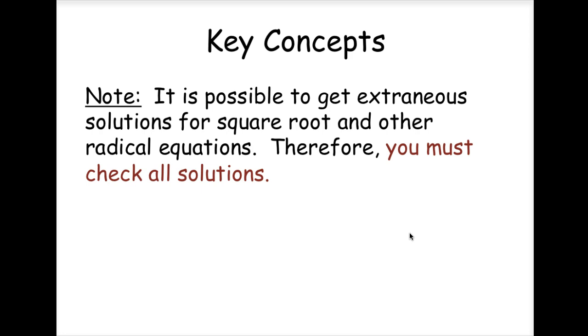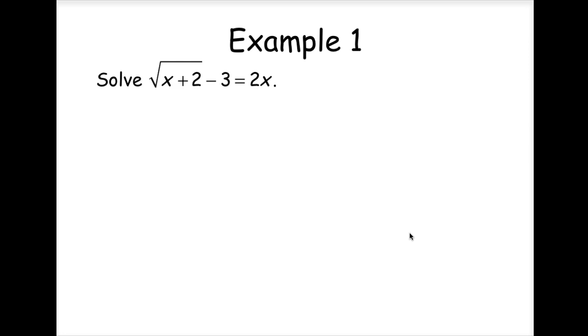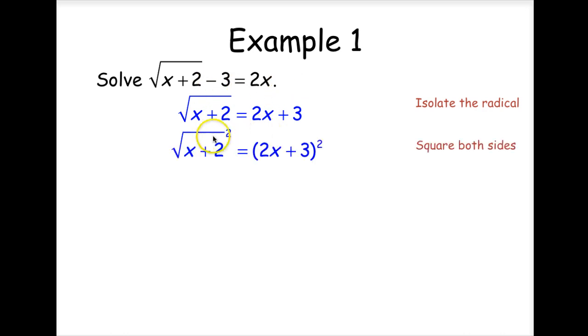It is possible to get extraneous solutions for square root and other radical equations. Therefore, you must check all solutions. Okay, so looking at this one, the first thing we need to do is isolate the radical. We add 3 to both sides. The index here is 2, so we square both sides.